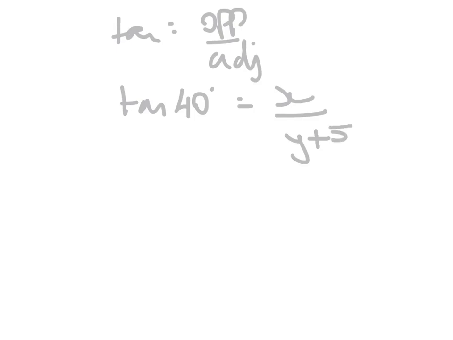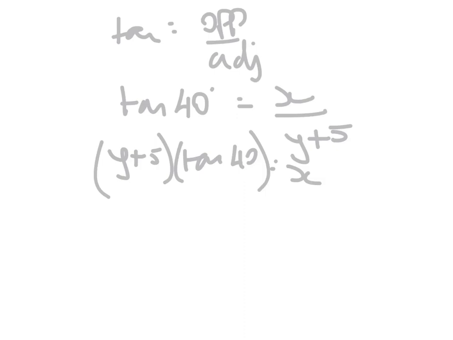Wait, I'm confused about the y. Let's do the same again. We're going to rearrange it. It's going to be y plus 5 because we're multiplying, times tan 40, and that will equal x. What we're trying to do is build up an expression of x equals something for Rich and x equals something for Annabelle. So y plus 5 times tan 40 equals x. Distribute it along: tan 40 y plus 5 times tan 40 gives us x.